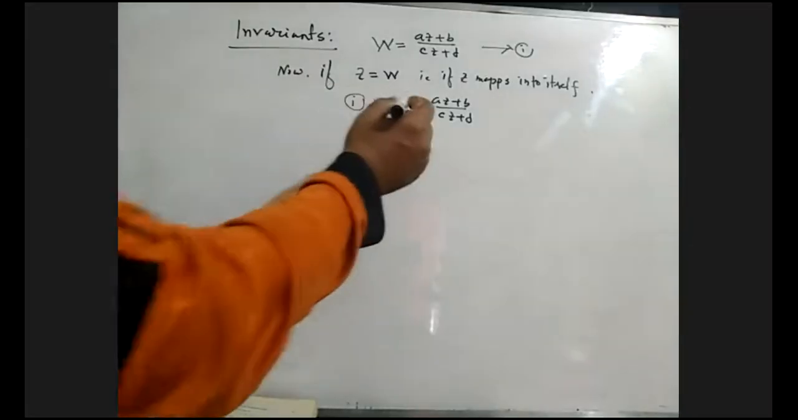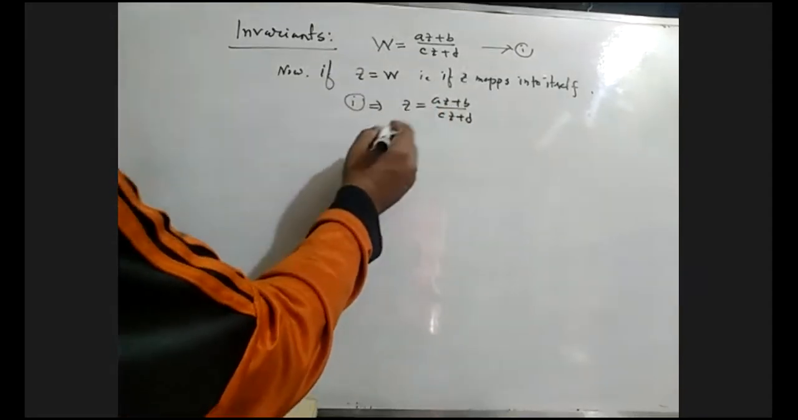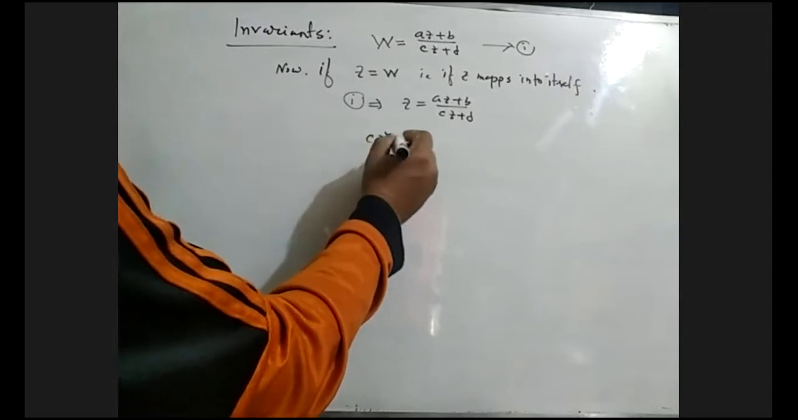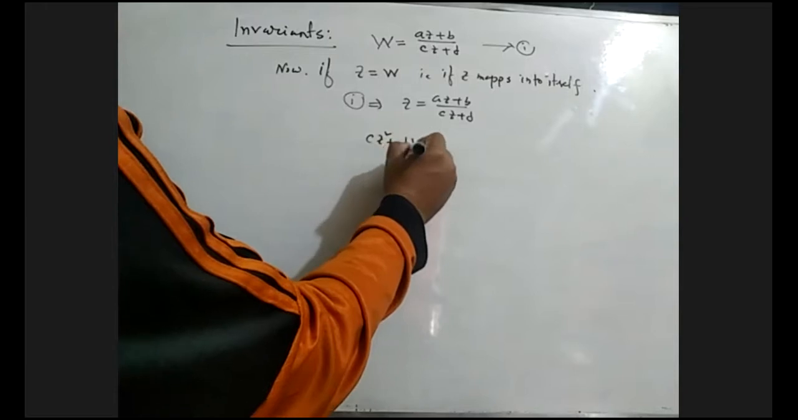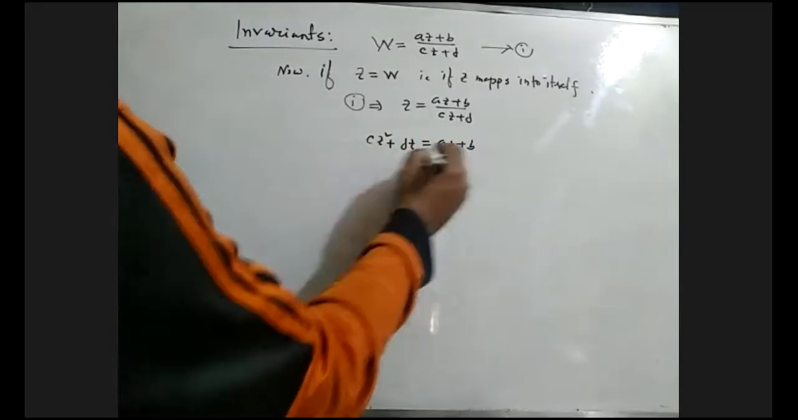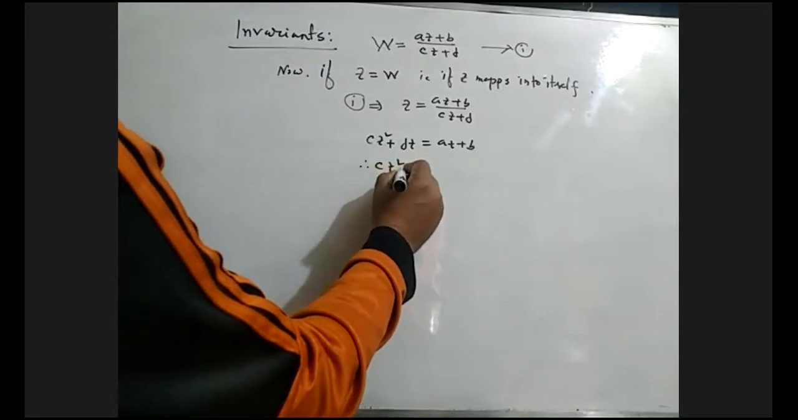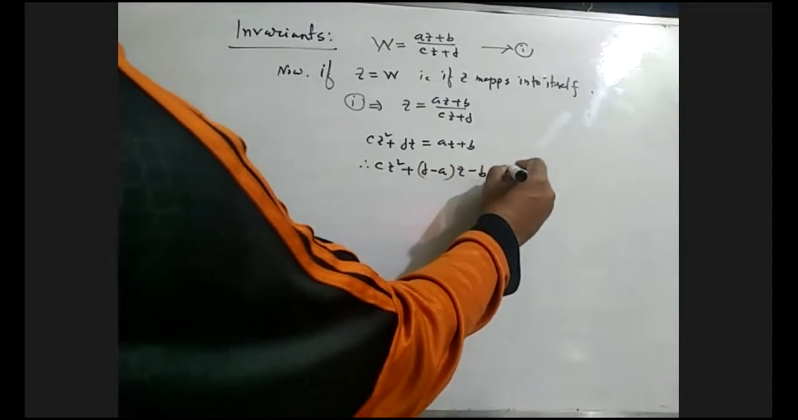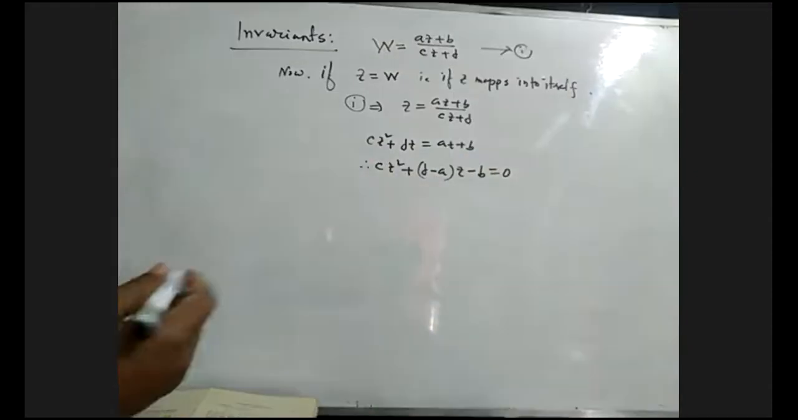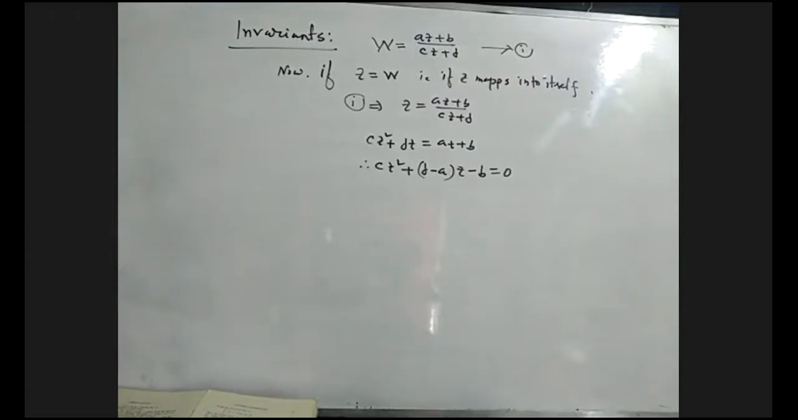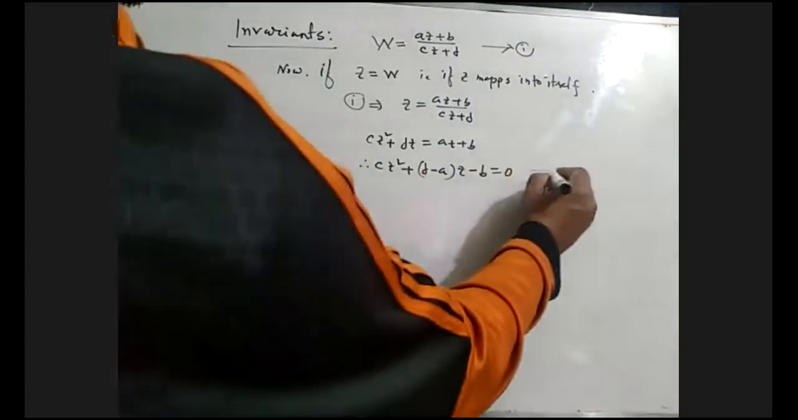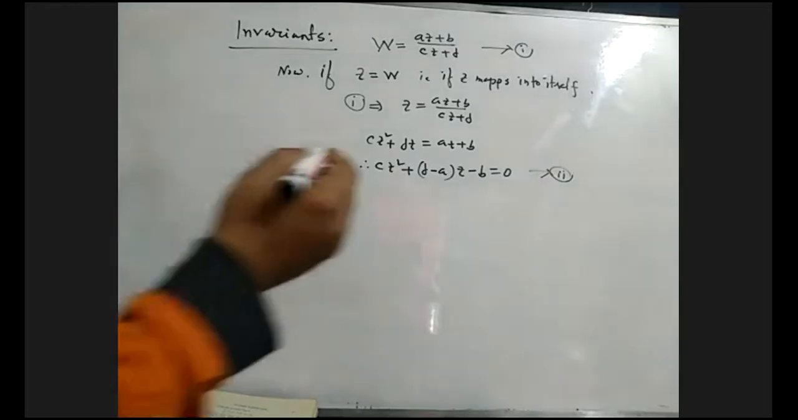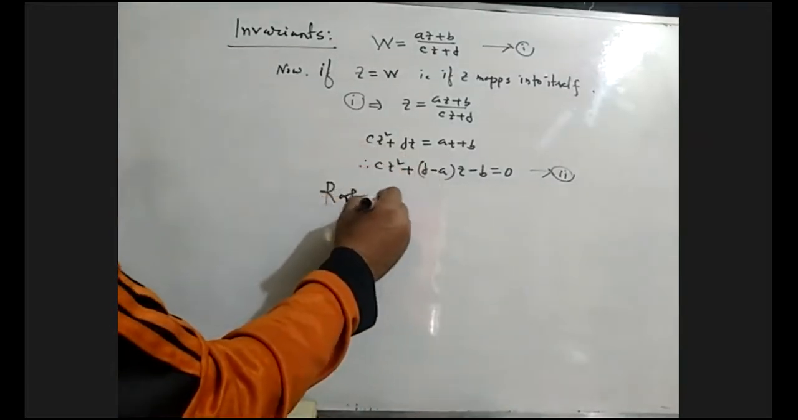You must know this represents a quadratic equation in z. That means cz square plus dz equals az plus b, so cz square plus (d minus a) z minus b equals 0. It has two roots. The roots of equation 2 are the invariants.